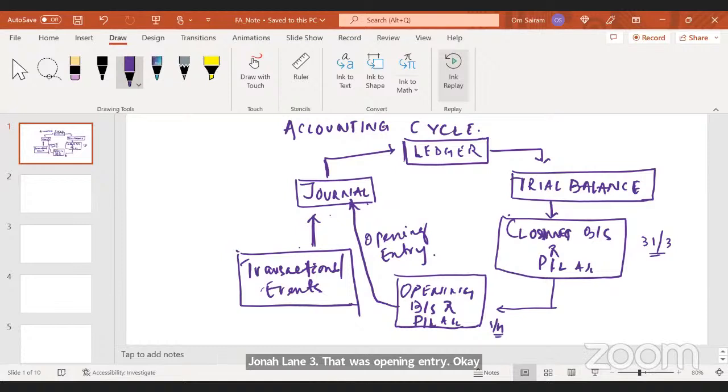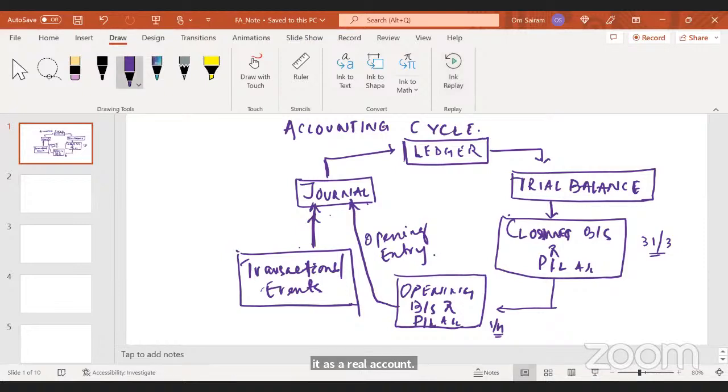Again, this opening entry can be passed in the books of journal. Again, next year, original transactions and events are there. Again, these original transactions and events will be passed to journal entry. Again, we have to post them into ledger. Then prepare the summary statement with the help of the trial balance. Again, prepare the closing set of books of accounts, that means balance sheet as well as PL account. Again, that closing balance will be the opening balance for the next period.